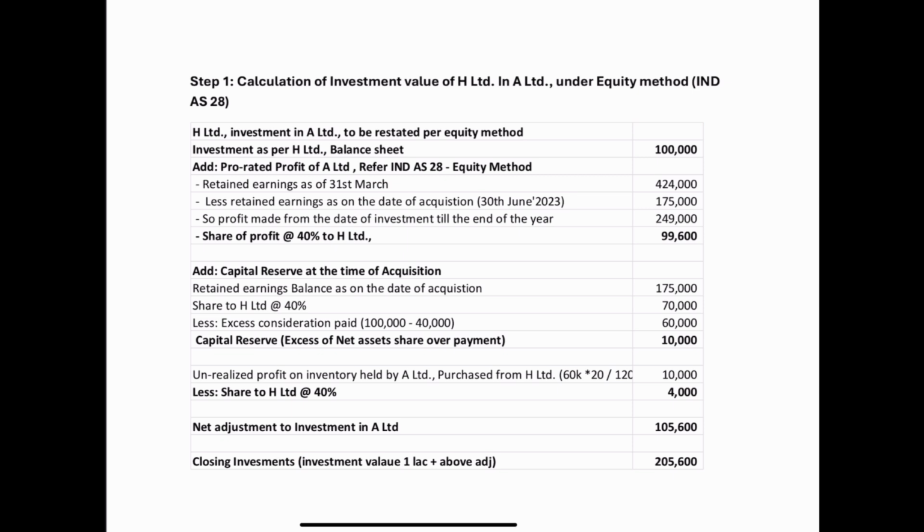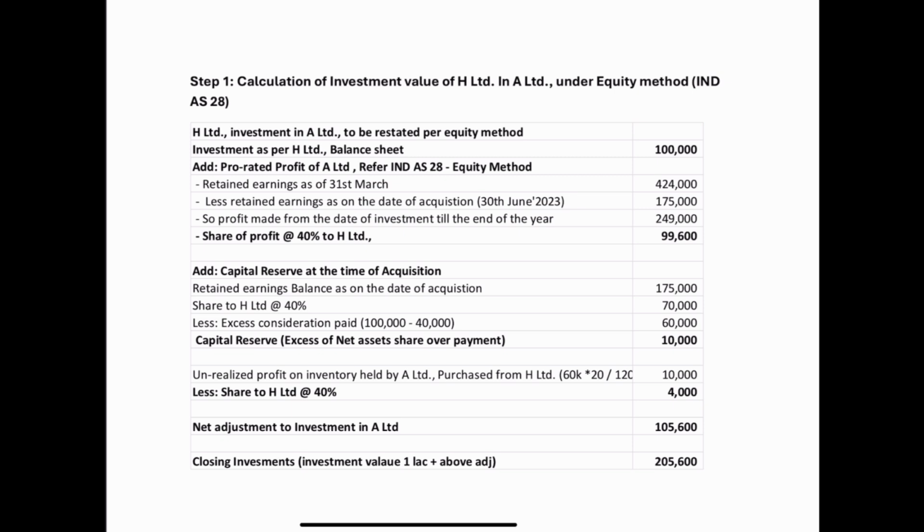Okay, so now let's get into the specific steps to prepare the consolidated financial statement. So first we will analyze one by one. First we'll analyze H Limited's investment in A Limited. Then we'll analyze H Limited's investment in S Limited. So in step 1, let's analyze H Limited's investment in A Limited.